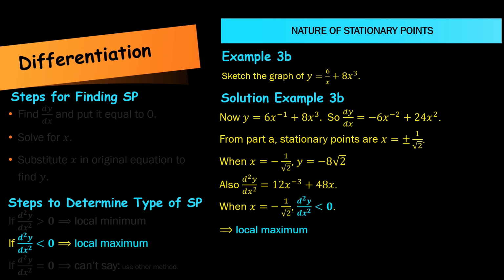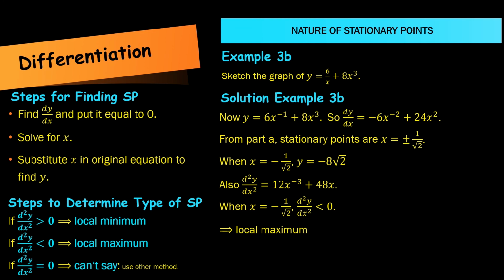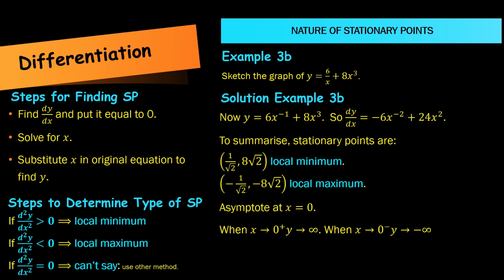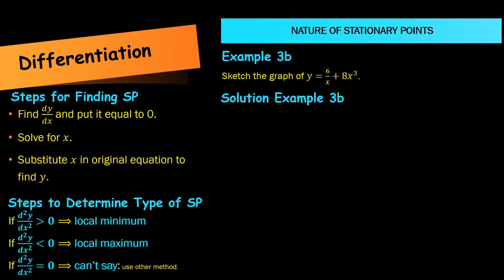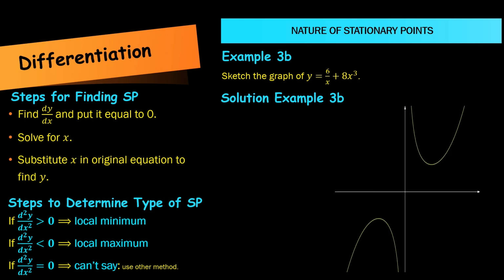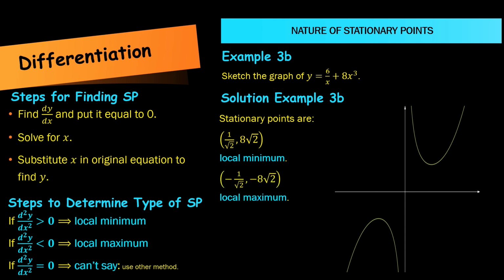Here's the key information that we have from part B. We can use that to plot our graph. Remember that one of our stationary points was (1 over root 2, 8 root 2), and that was a local minimum, which is here. The other stationary point was here. It was a local maximum.